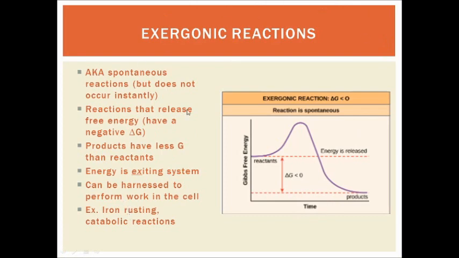Exergonic reactions, the energy that's coming from it, can be harnessed to perform work in the cell. Some examples are iron rusting or catabolic reactions, where we're taking a bigger molecule and breaking it into smaller molecules and releasing energy as we do so. So you can see that the reactants have greater Gibbs free energy than the products do because we're releasing some of that energy. So remember, exergonic reactions will have a negative delta G.